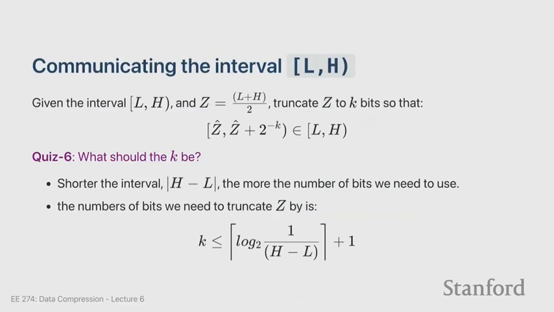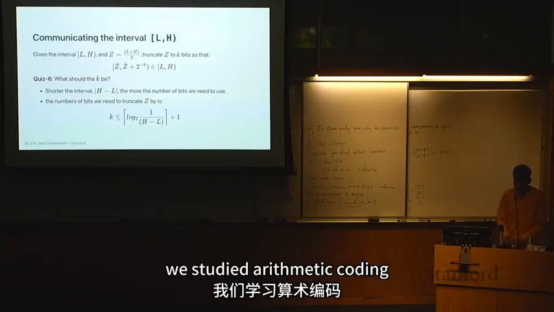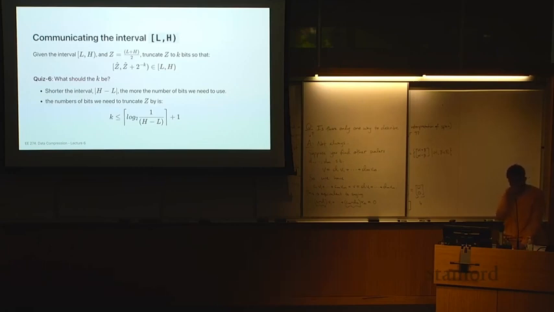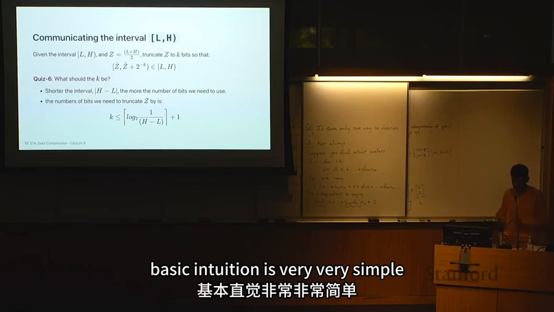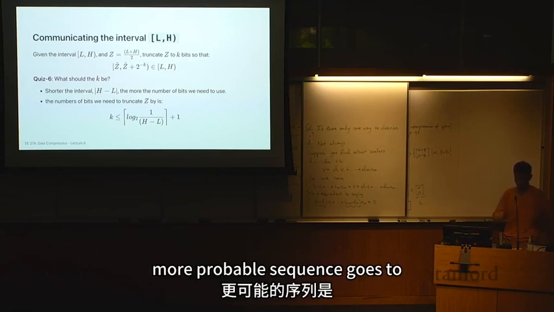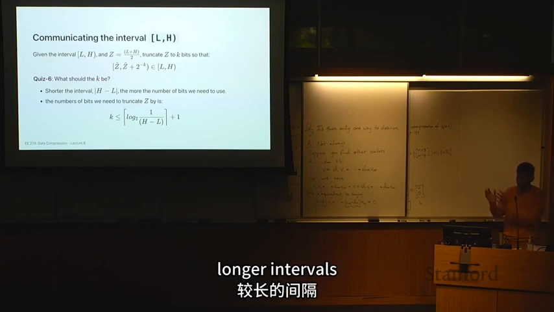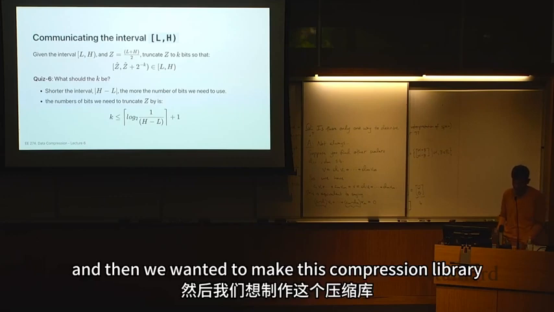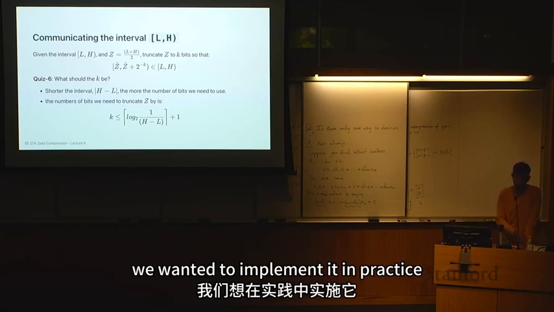So, quick story here. We studied arithmetic coding when we did our information theory classes long time ago. The basic intuition is very, very simple. Even if you take that away, that's enough: more probable sequences go to longer intervals, which can be represented with fewer bits. That's it. And then we wanted to make this compression library, and implement it in practice.